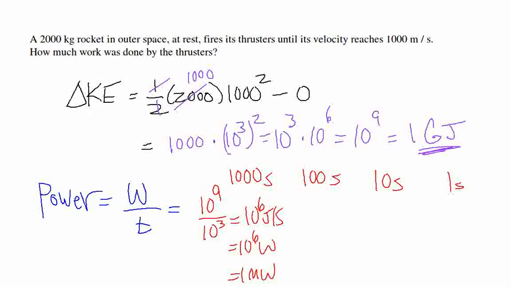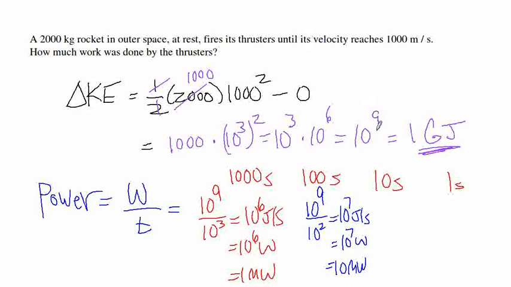The 100-second situation, there you have 10 to the 9 divided by 10 squared. That's 10 to the 7 joules per second, or 10 to the 7 watts, or 10 megawatts. Now, what's interesting is that the work was exactly the same. Whether it took 1,000 seconds or 100 seconds, you still did the same amount of work, 1 gigajoule. However, the power is not the same. So you can have situations with different power but the same work.